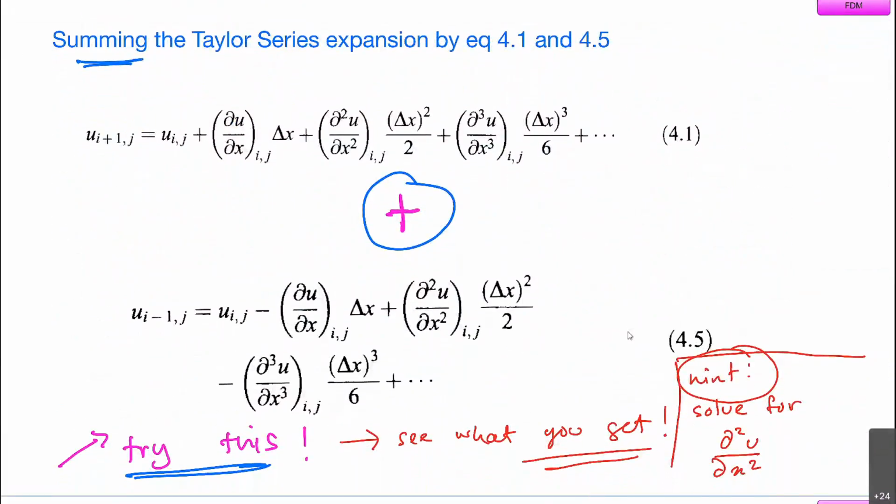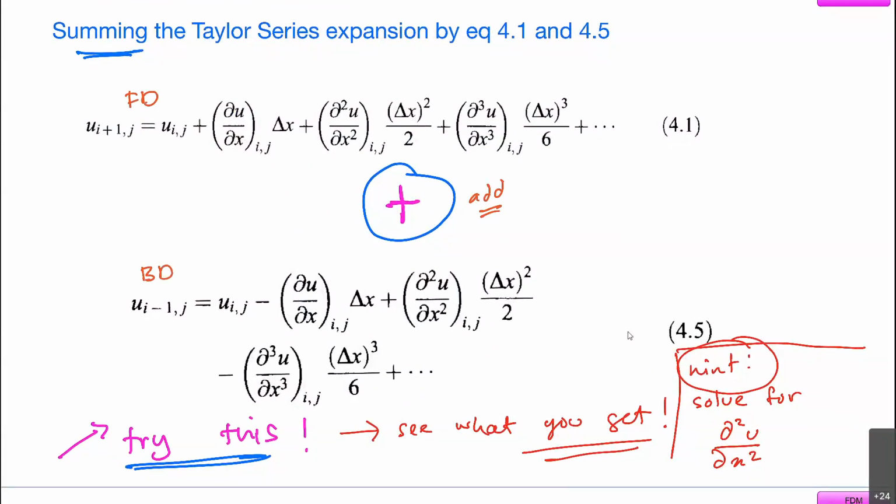All right, so how can we do that? Again, we can start from equations 4.1 and 4.5. Just now we subtracted them, but now to get the second order derivative, we add them together. We add equation 4.1, which is the forward difference, and equation 4.5, which is the backward difference.